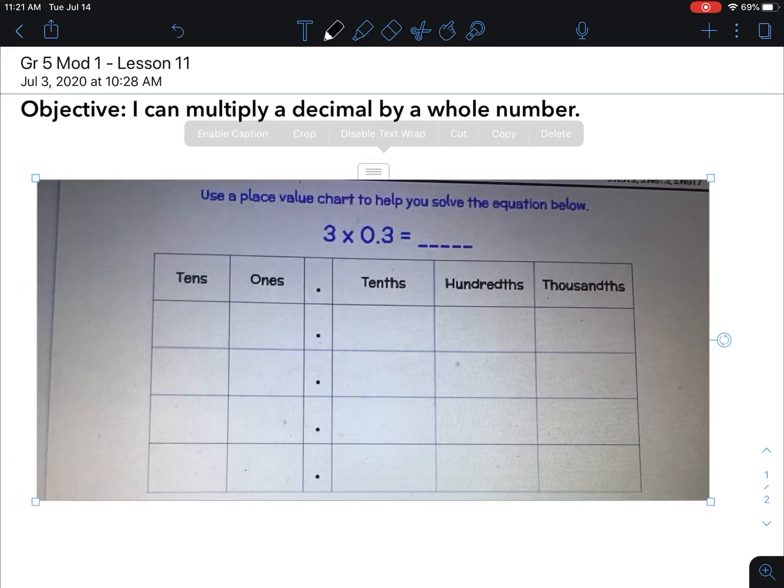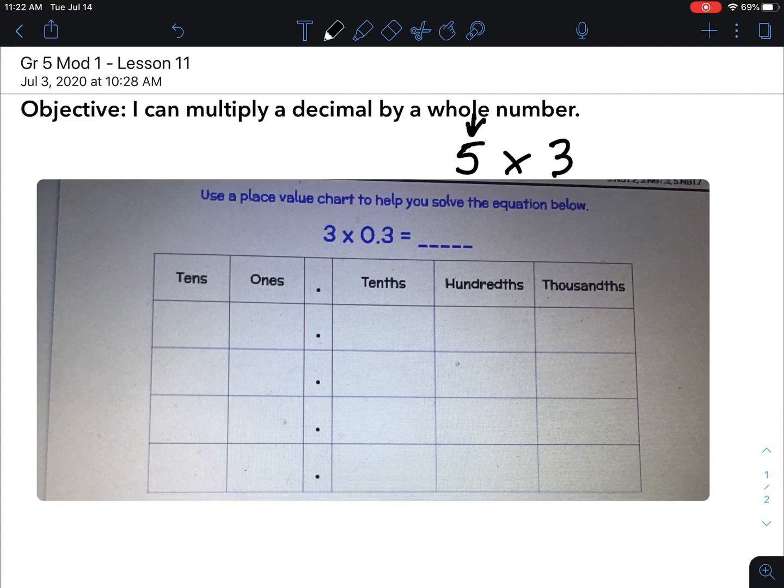So using the place value chart, here we have 3 times 3/10. Remember, when you're multiplying, let's say we're dealing with whole numbers, 5 times 3 means 5 3s, right? So all this means is we want to have 3 of those.